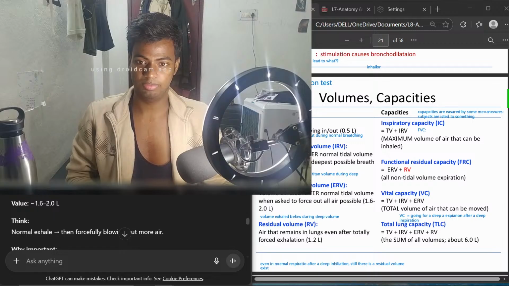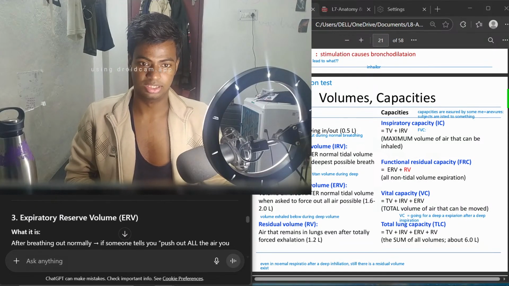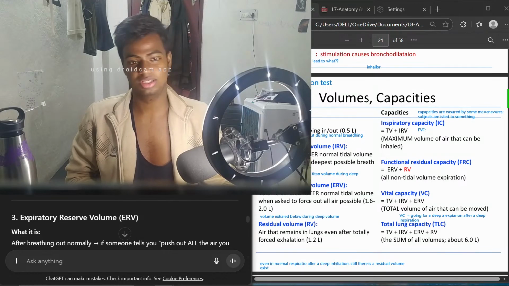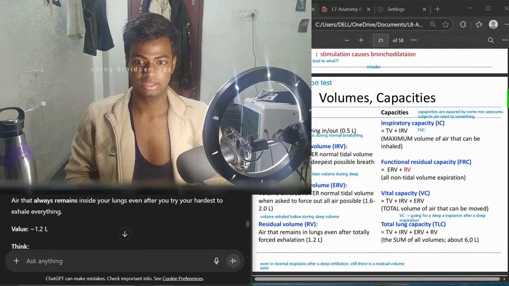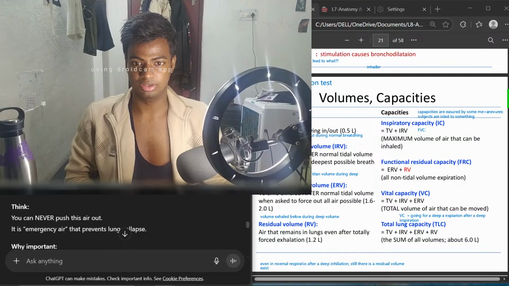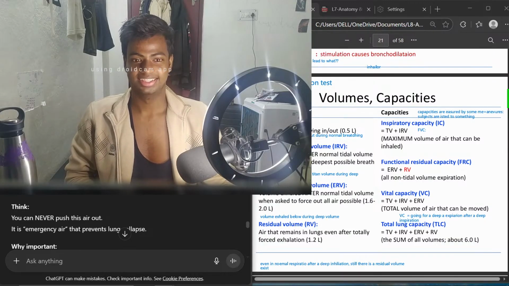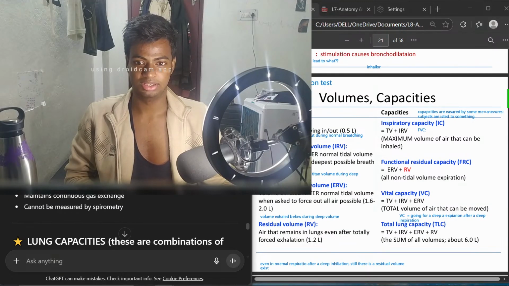Expiratory reserve volume: after breathing out normally, if someone tells you to push out all the air, the extra air you push out is the ERV. It's the extra, already reserved volume, not used at all. Then residual volume is the air that always remains inside your lungs even after you try your hardest to exhale. You can look at it as a residue that someone cannot use. If it were not there, it would cause lung collapse, right?